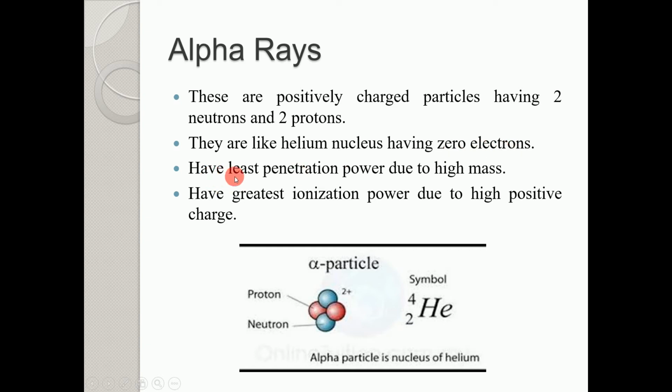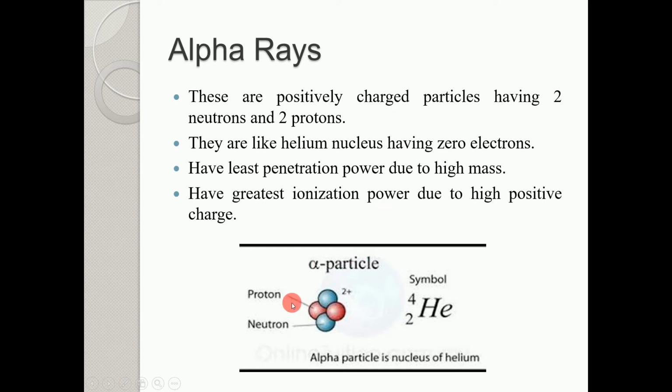They have least penetration power due to high mass. So alpha rays have got very high mass, so that is why they penetrate the least. They have greatest ionization power due to high positive charge. So we know that alpha rays are highly positively charged, so they have greatest ionization power.